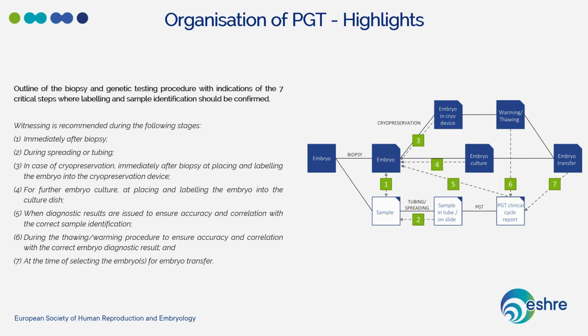Step 4 is for further embryo culture. Step 5 is when the genetic results are issued. Step 6 is at warming or thawing of embryos. And then finally, step 7 is at the level of embryo transfer. These are the major high-risk steps, but in the technical papers, you will find details of additional risk steps where again you will need to verify the sample ID and labeling.